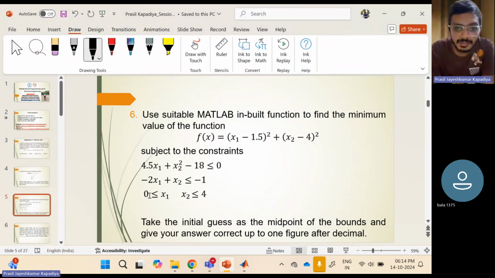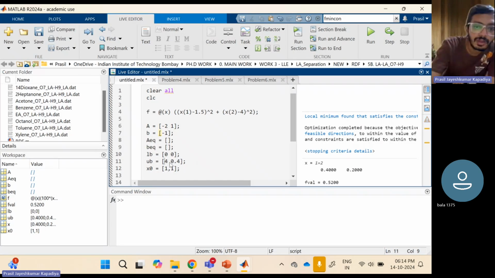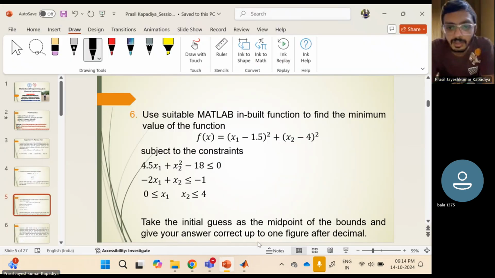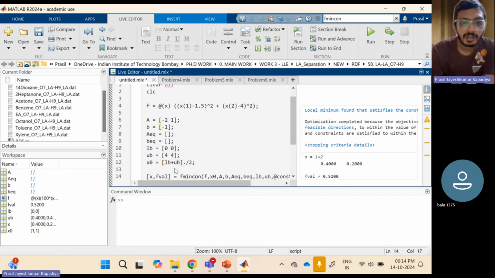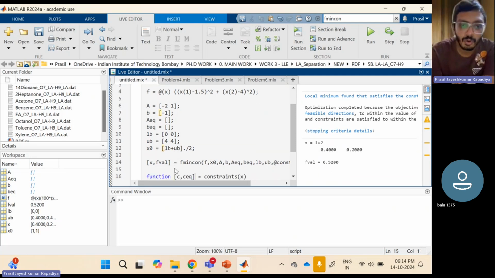We have to assume that 0 is less than or equal to x1 and x2 is less than or equal to 4. So the lower bound is 0 and the upper bound is 4. And then what is told to us in the problem statement? Take the initial guess as the midpoint of the bounds. So what is the midpoint? 0 plus 4 by 2, that is 2. So we can just write lower bound plus upper bound divided by 2. But here I need to use dot because we are doing it with matrices. Okay. So this we have done, then this syntax is not going to change.